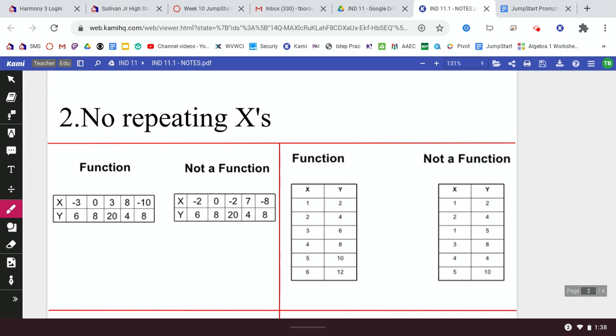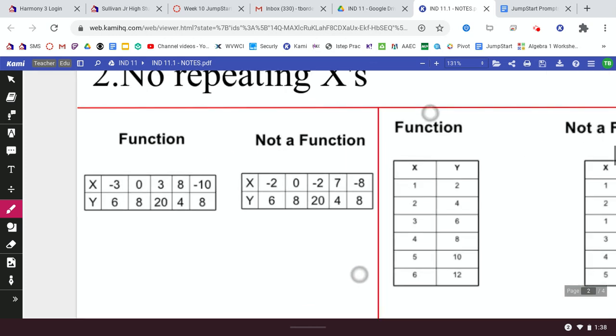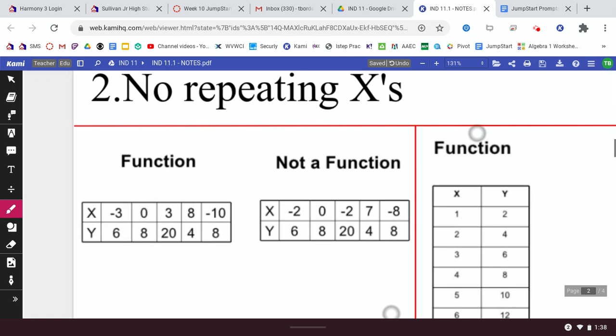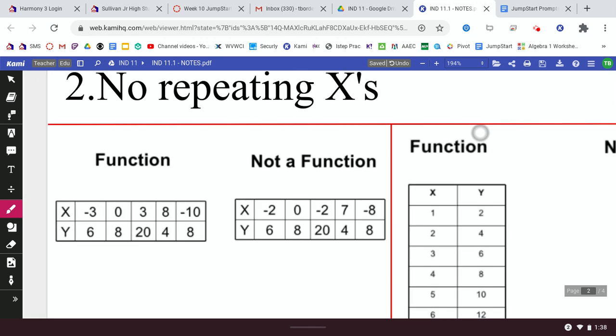All right, so I'm going to give you a minute, and I want you to copy down these two tables. The one that says function and not function.